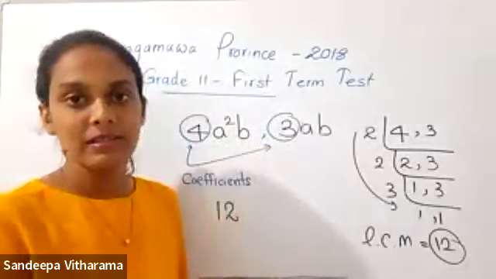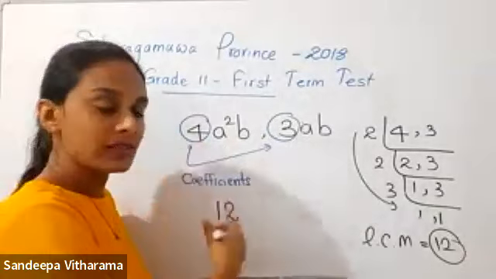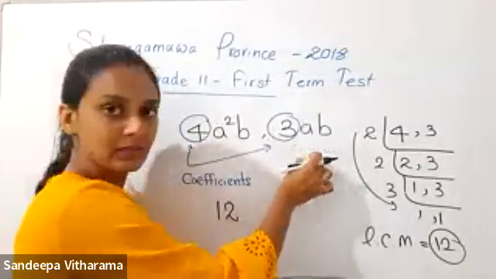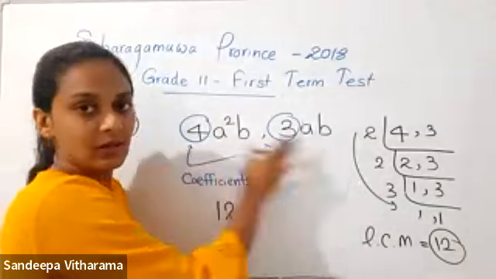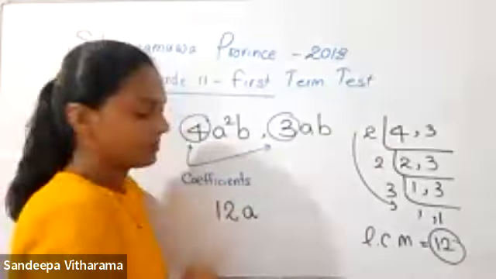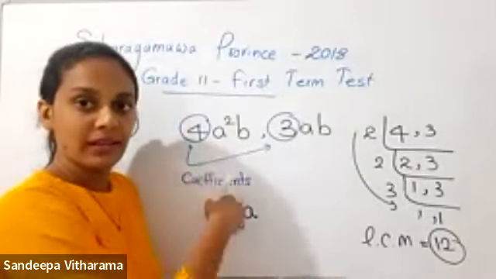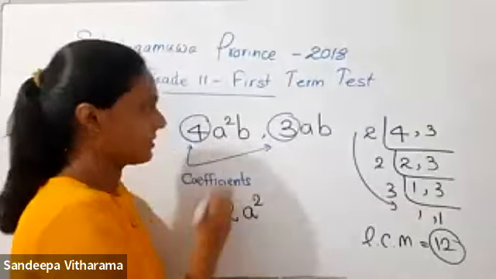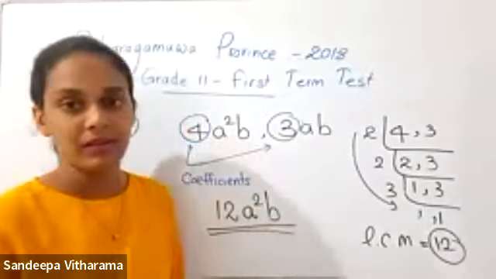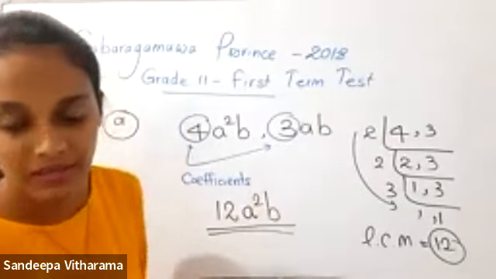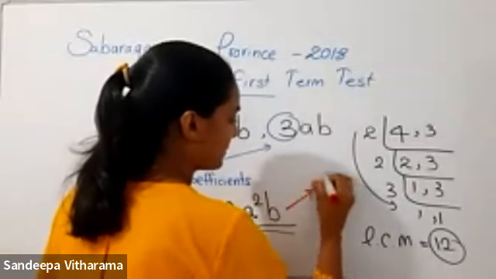Then what is the least common multiple of these algebraic terms? You have to choose each particular term and take the highest power of it out of these. Now here the different terms are a and b. What is the highest power of a? It is a squared. Next, b. The highest power is b to the power 1. So the answer is 12a squared times b. For writing this answer you are given 2 marks.